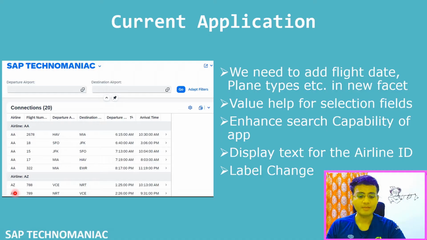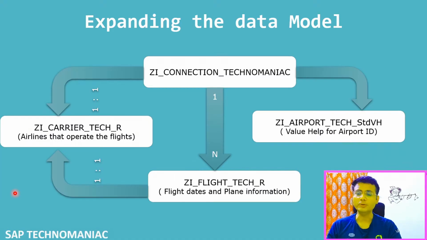Let's get started. First thing, we have to enhance our data model. As I told you, we have to fetch the data from some other table as well. For example, I want to fetch the data from the demo flight table to get the date and the airplane type, or we can say aeroplane type. To do that, on top of that flight table, we will create one interface view that will be GI_FLIGHT_TECH_R, where R means that it is for read-only purpose. So always follow the naming convention.